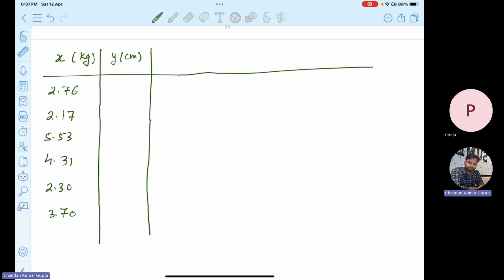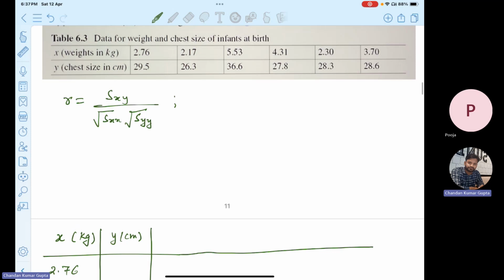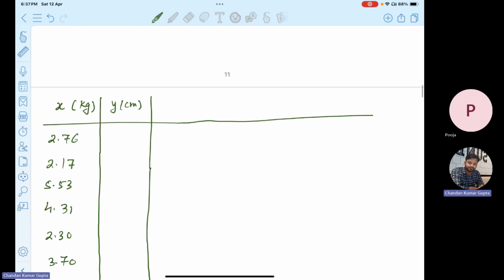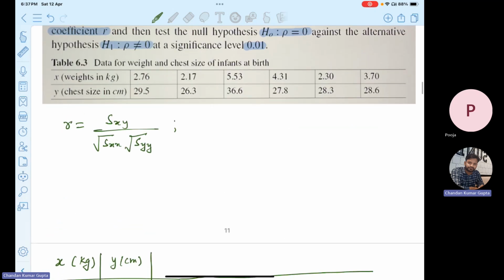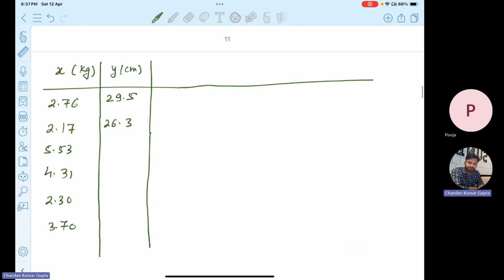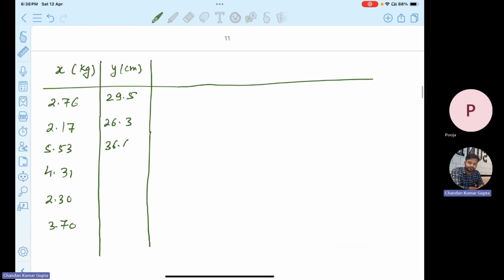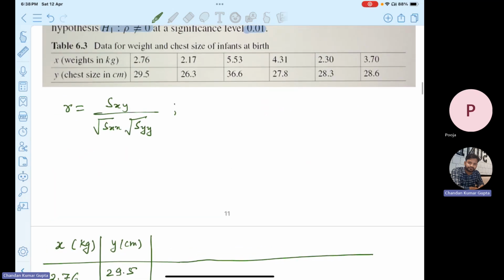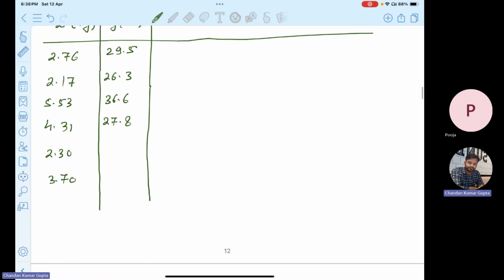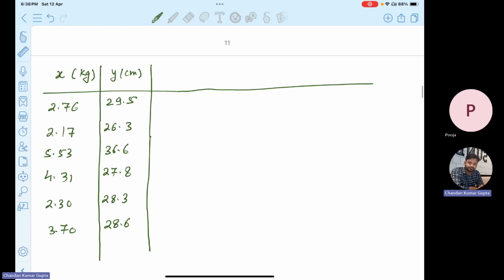Okay, and the corresponding heights are 29.5, 26.3, 36.6, 27.8, 28.3, 28.6. Okay, so these are the values we are given.